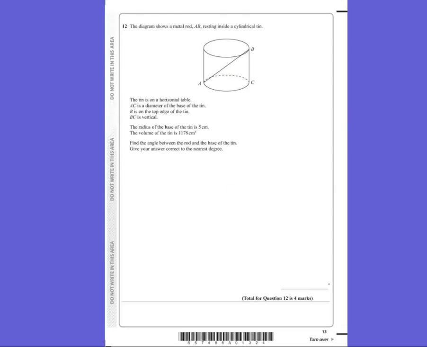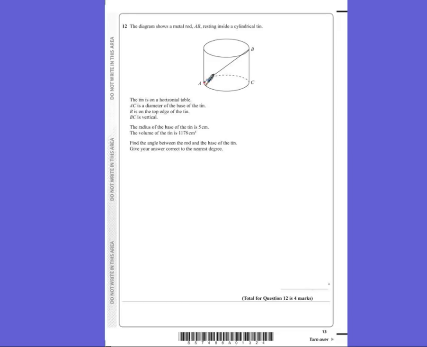Question 12. The diagram shows a metal rod AB resting inside a cylindrical tin. The tin is on a horizontal table. AC is the diameter of the base of the tin. B is on the top edge of the tin and BC is vertical. The radius of the base is 5 centimeters and the volume is 1178. Find the angle between the base of the tin and the rod.